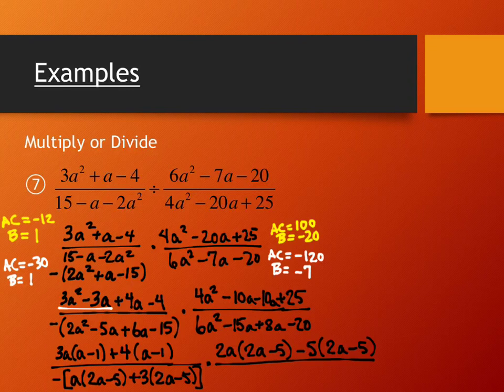Denominator, 6a squared minus 15a. 3a, leaving me with? Lots of 2a minus 5s in this problem. How about the 8a minus 20? Positive 4, good. Leaving me with 2a minus 5, also a good thing, right?